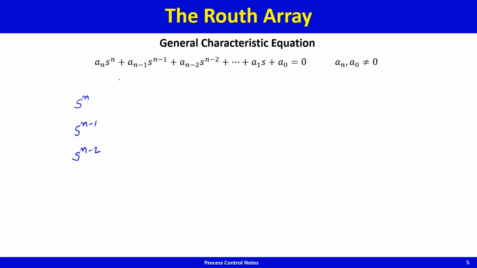What is the coefficient of s to the power n? What is the coefficient of s to the power n minus 2? What is the coefficient of s to the power n minus 4, and so on and so forth. So when you write these coefficients, what is it going to be? It's going to be a n, a n minus 2, and, hang on, maybe I should put a j here.